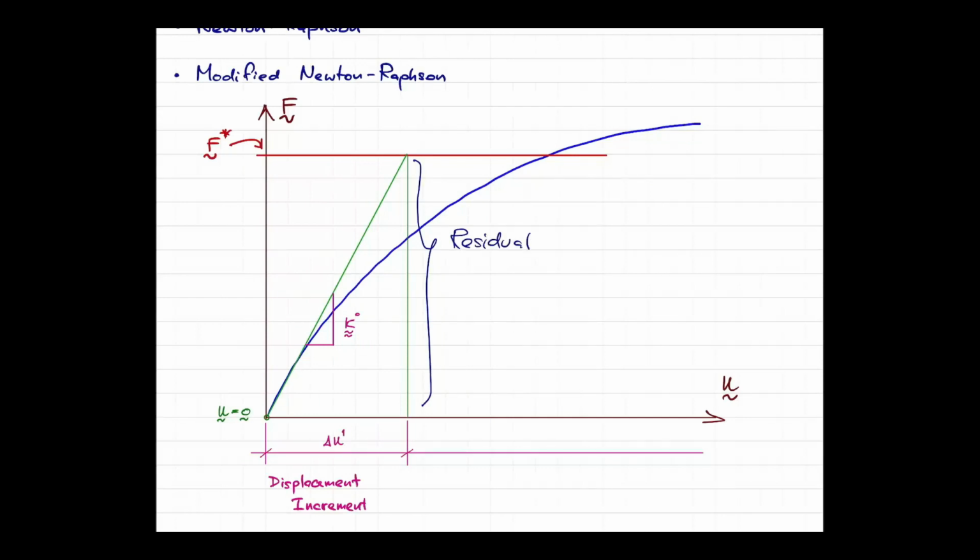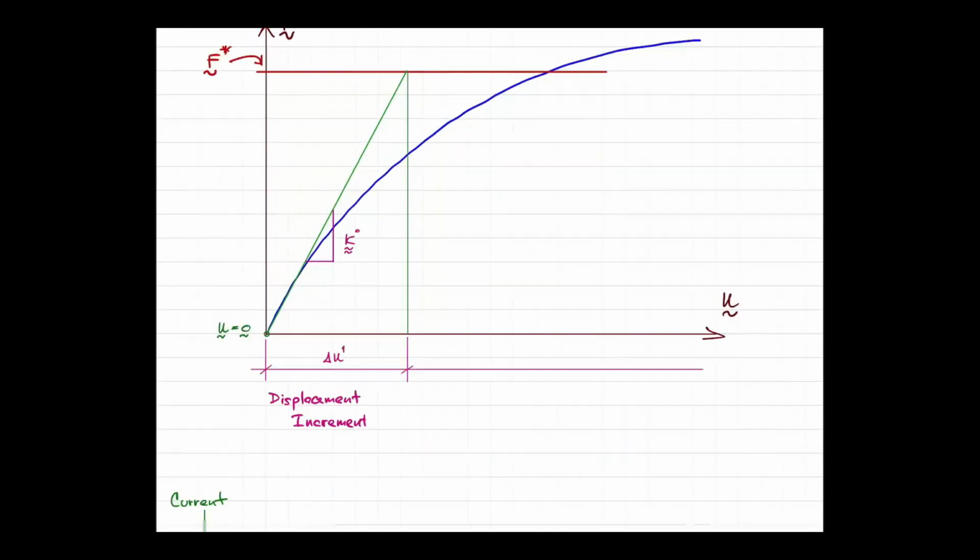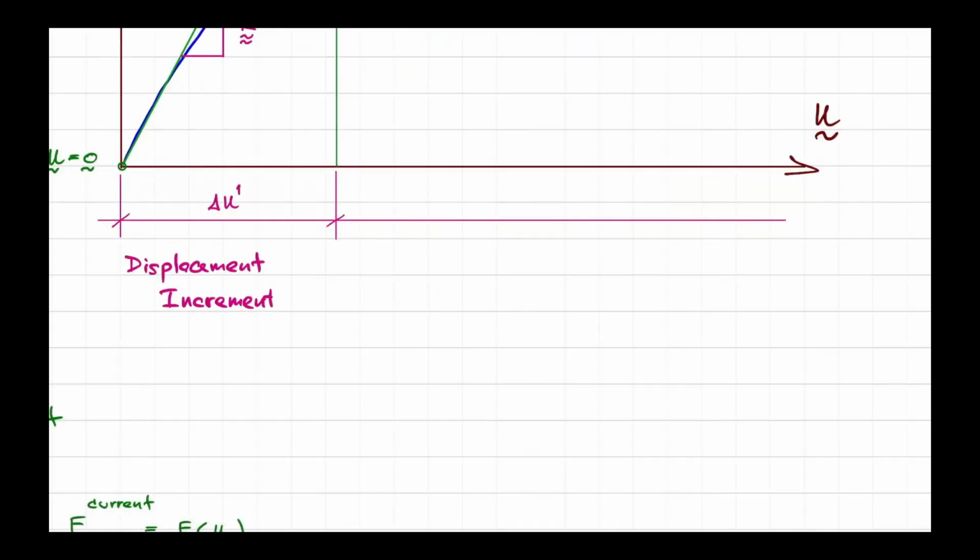So force error, it is the force difference from the original, the initial value. Initial value force is 0. So you need to find the displacement to correct this difference from the F star to 0. So this we call the residual.